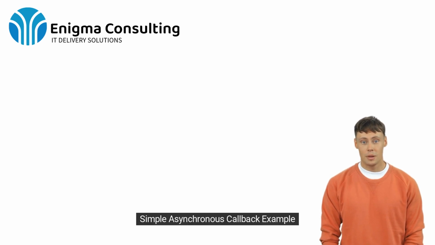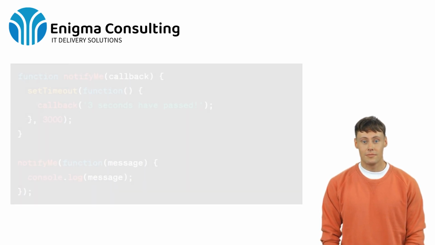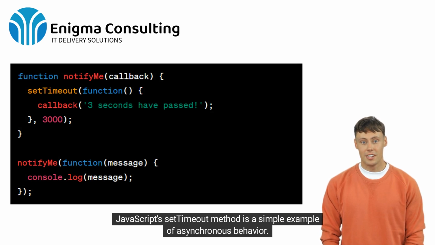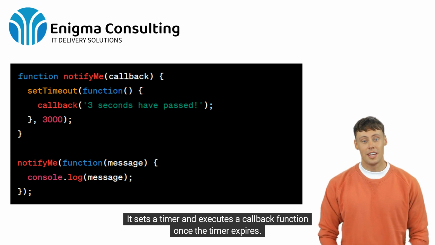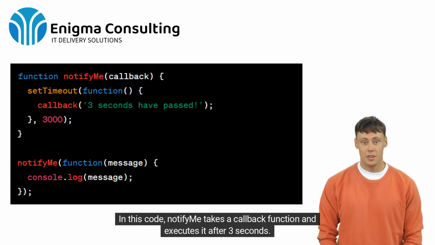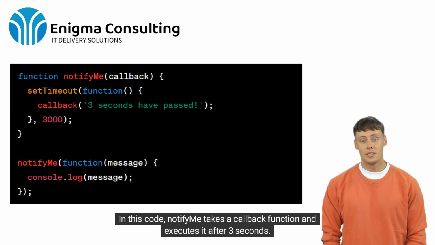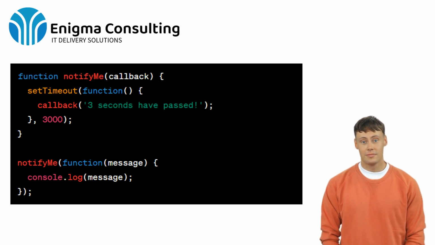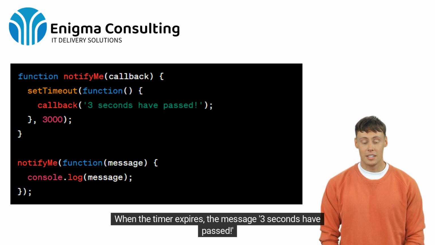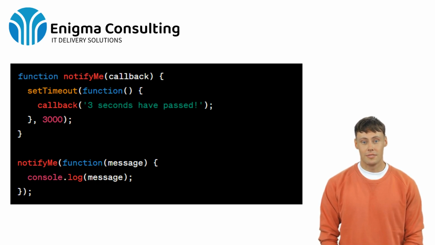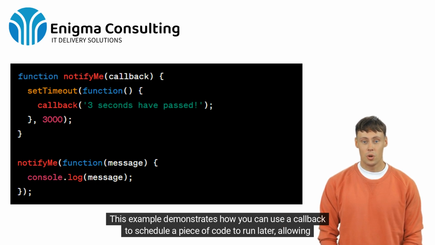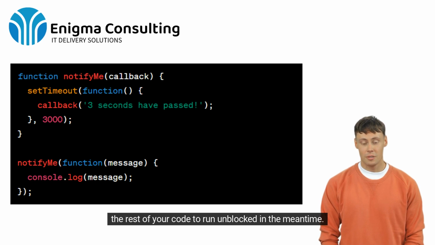Simple asynchronous callback example. JavaScript's setTimeout method is a simple example of asynchronous behavior. It sets a timer and executes a callback function once the timer expires. In this code, notifyMe takes a callback function and executes it after 3 seconds. When the timer expires, the message "3 seconds have passed" is logged to the console. This example demonstrates how you can use a callback to schedule a piece of code to run later, allowing the rest of your code to run unblocked in the meantime.